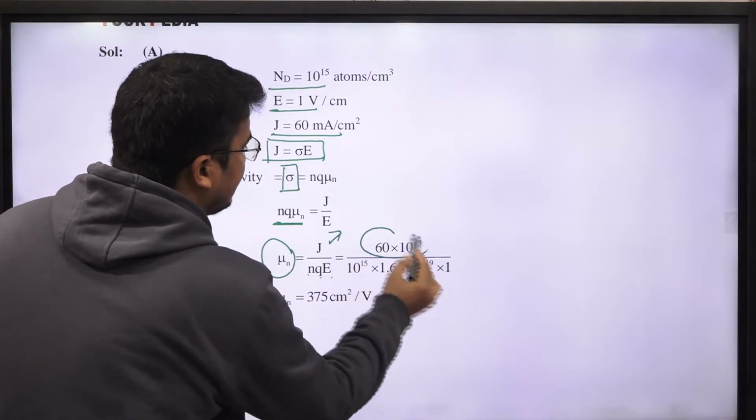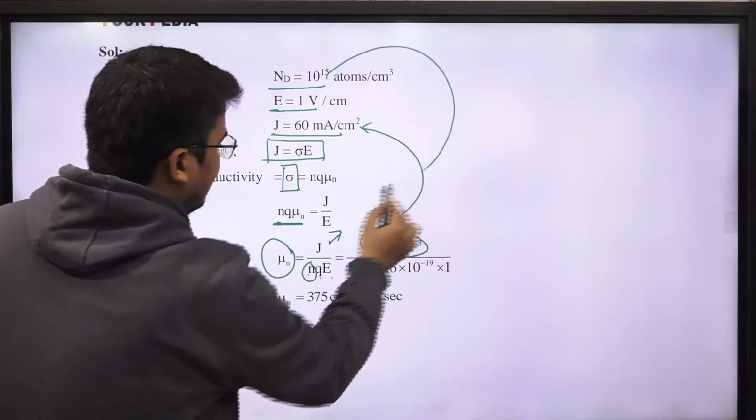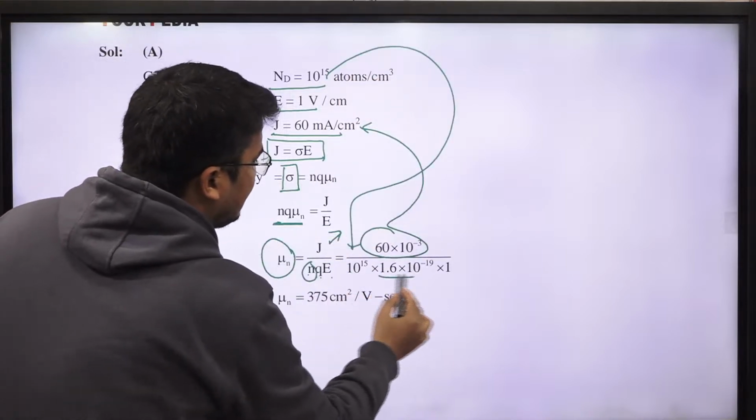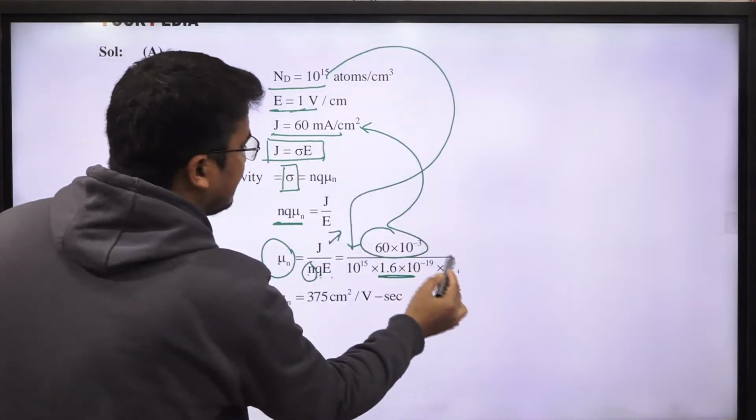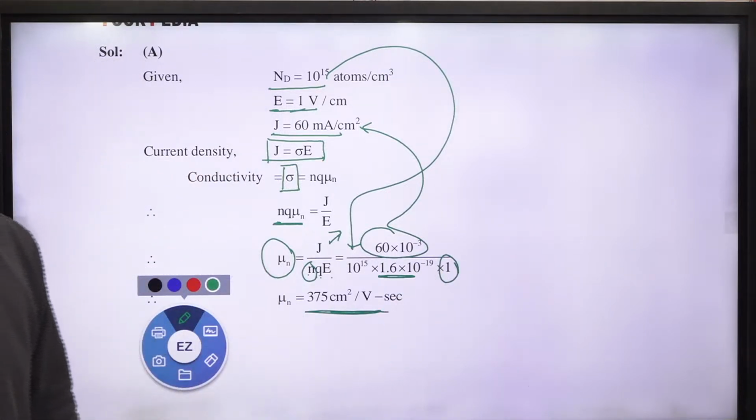This value was given here. You can see here, this N number I put from here. Is it clear? Electronic charge I know, and this electric field is given here. And then solve, you may end up getting this value.